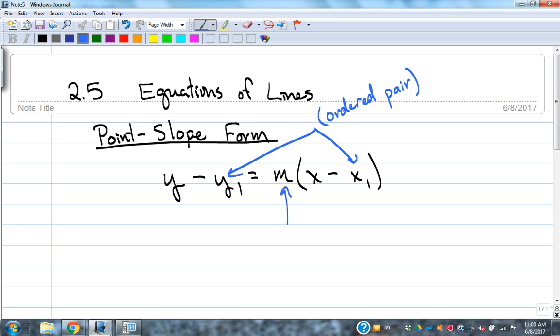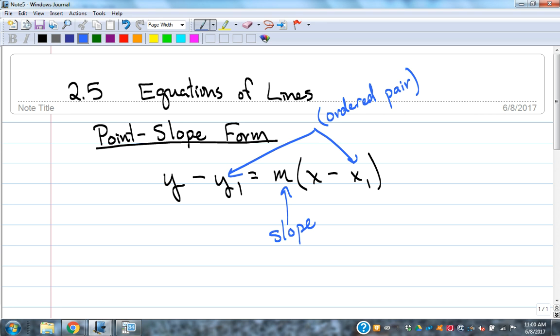Okay, that m is still the slope. It's the same slope we've been dealing with in the last section. That's that y2 minus y1 over x2 minus x1. This y and this x here are still the same y and x from slope-intercept form that we did in the last section. Okay, so there are three things that are numbers in here: the slope, the x1, and the y1. That's what makes up point slope form.